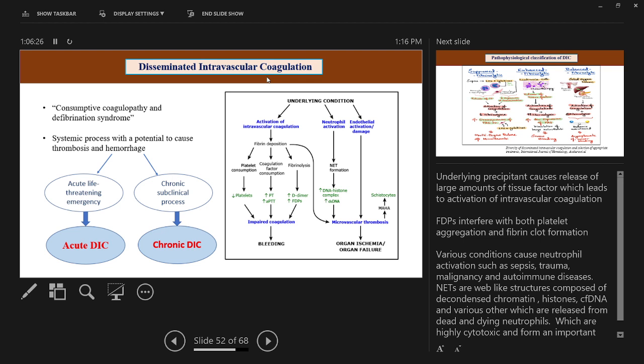Now, once the thrombin clot is formed, it can lead to microangiopathic hemolytic anemias, after which you can see schistocytes on the peripheral blood smear. So, there is both risk of bleeding and risk of organ ischemia or organ failure in DIC patients.